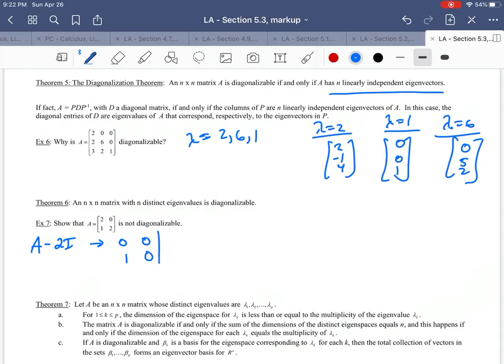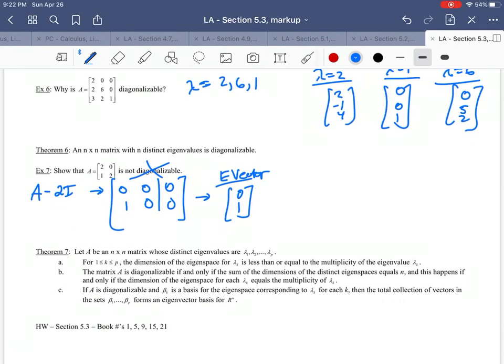And so when I try to augment this with zeros, what happens is I see x2 is free and x1 is 0. So the only eigenvector I get for this eigenvalue is 0, 1. I only get one eigenvector, and I'm supposed to have 2. So that is why it is not diagonalizable.